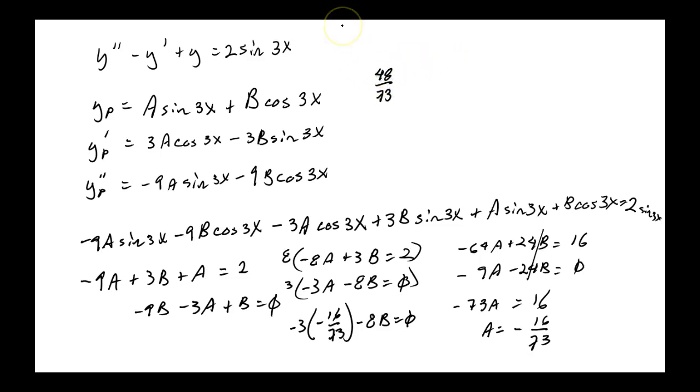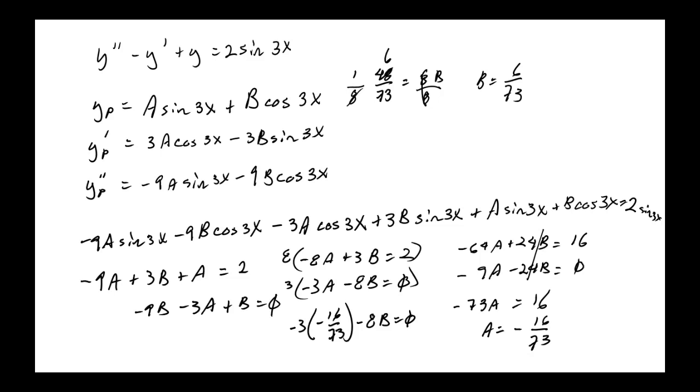And I'm going to move the 8b to the other side and make it equal to 8b. Okay? Well, I want to know what b is, so I'm going to divide both sides by 8. And that will make a 6 here. So I get b is equal to 6/73. Okay?